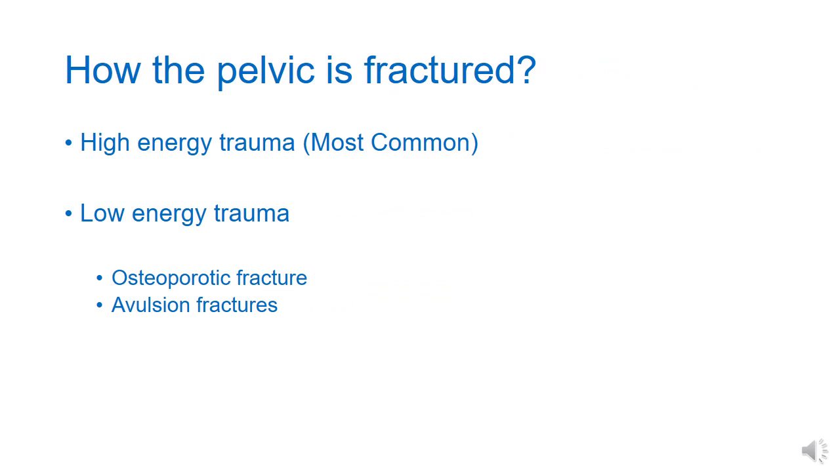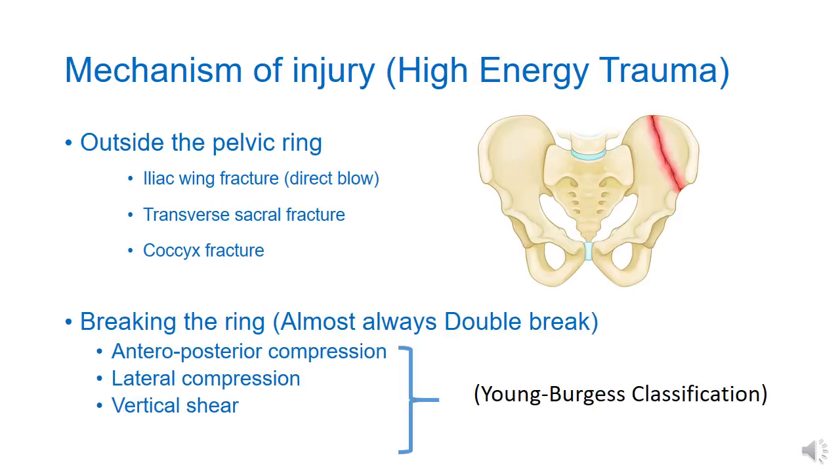How is the pelvis fractured? It's either by high energy trauma, which is most common, or low energy trauma. Low energy trauma examples are osteoporotic fractures, fragility fractures in old patients, and avulsion fractures in sports athletes. Let's discuss the most important, which is the high energy trauma.